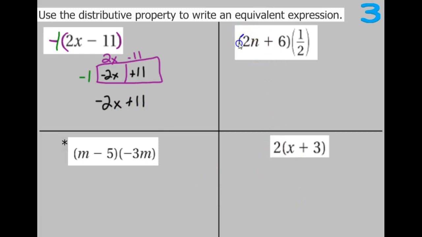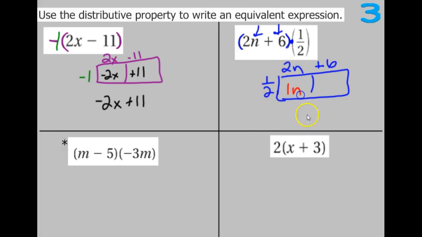This one, our big set of parentheses, there's always got to be more than one person in our classroom. Right there we have 2n and plus 6. Our teacher is touching, and this doesn't really need to be in parentheses, it just is. So it's 1/2. If you want to write 0.5, that's fine. So 1/2 times 2, or what's half of 2? Well, half of 2 is 1, and there's an n there. Half of 6, or 1/2 times 6, is 3. So your answer is 1n plus 3.